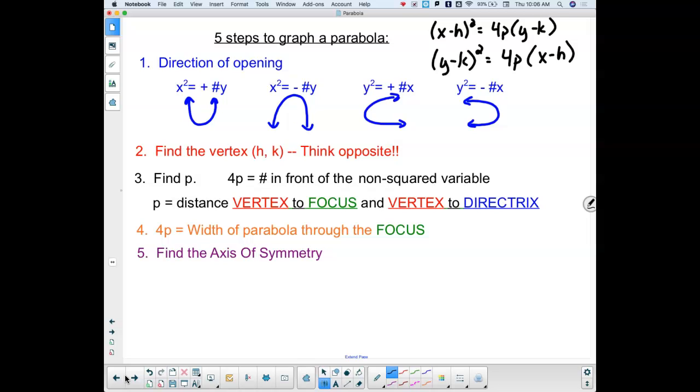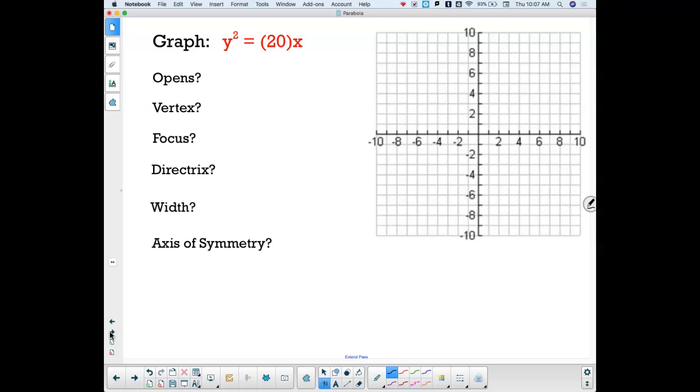Third step is we need to find that p value. 4p is the number in front of the non-squared variable, or the coefficient of the non-squared variable, and p is the distance from the vertex to the focus and from the vertex to the directrix. 4p is also the width of the parabola through the focus, and then we need to find our axis of symmetry. All right, let's put all of that to work today.